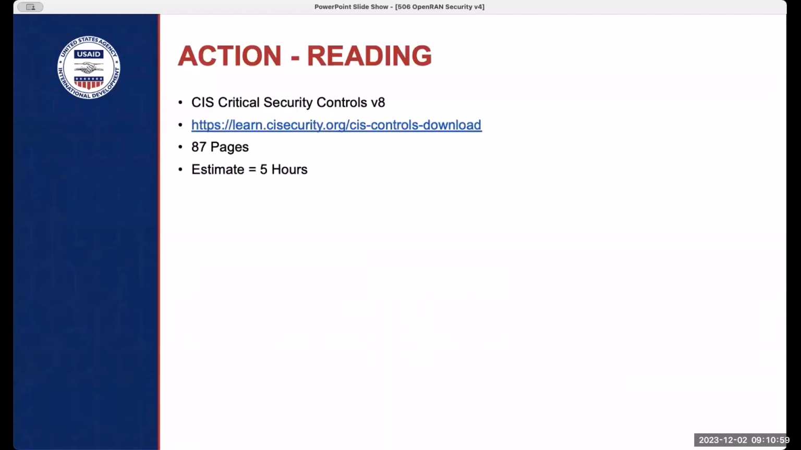And with that, there is a Critical Security Controls version 8 documentation. You'll have to register and download it, though. It's 87 pages, but it does explain how you assess and how you implement the controls for those 18 critical security controls. Okay.